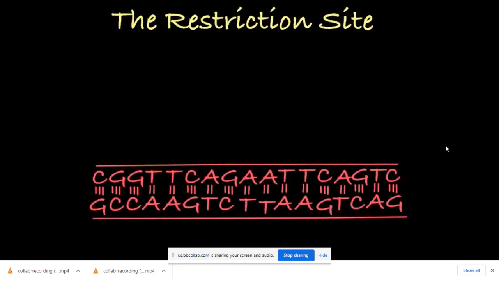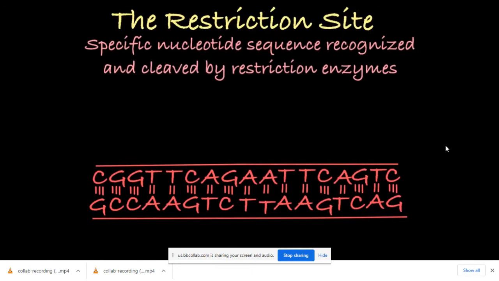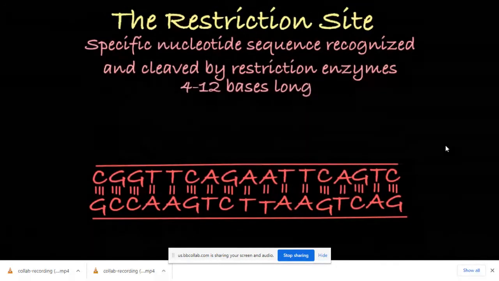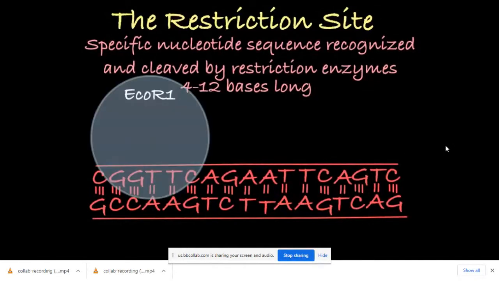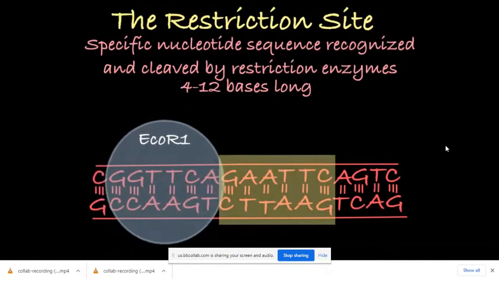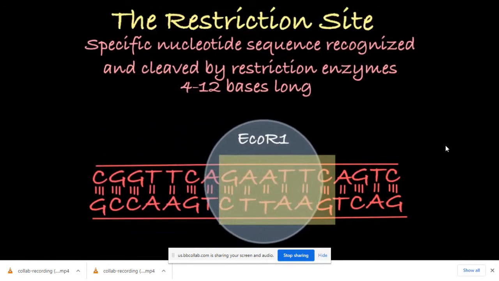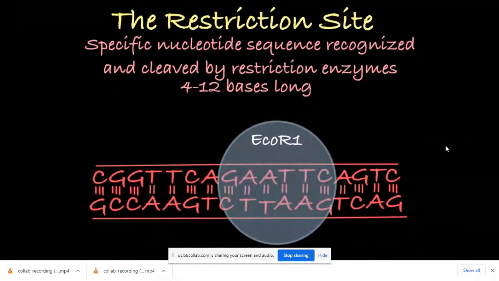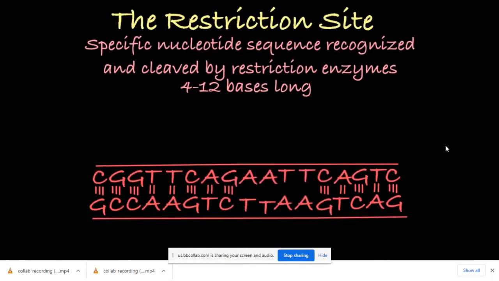So as I've said, the restriction enzymes can only recognize and cleave DNA at specific sites. This site is called a restriction site, which is often 4 to 12 bases in length. For example, the restriction enzyme EcoR1 recognizes and cuts DNA at this site. It will scan the DNA, and when it finds the site GAATTC, it will cleave it like this.